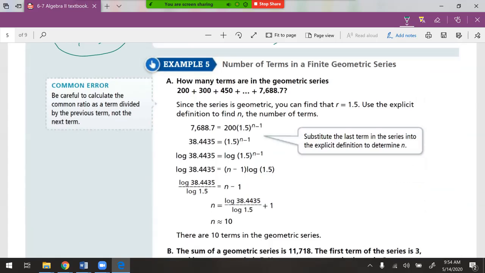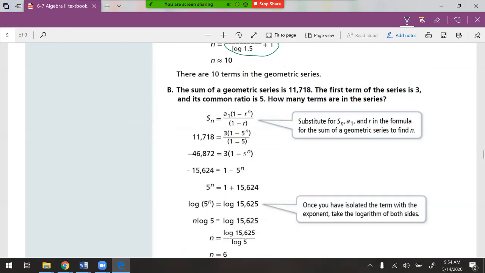How many terms are in the geometric sequence of this? So I know that when I divide 300 by 200, I get 1.5. And I know the last answer is that. So I'm going to set the equation that I have. This is, again, the first number. That's what I'm multiplying by, setting it equal to the final number. From there, I use log to drop the exponent, and this is going to be my exact answer at the end, okay?